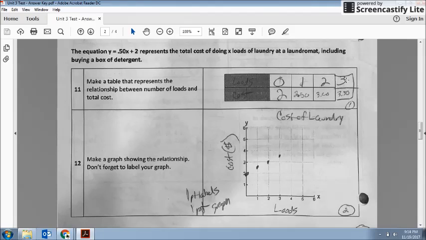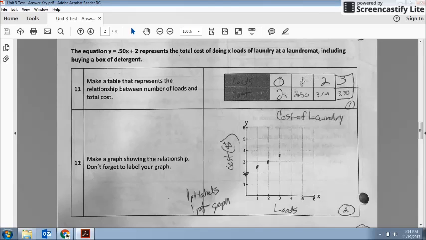You could have gone 0 through 3. If you go any more than 3, then let's see. Well, no, I guess you could have done more than 3. It would have still stayed on the graph. So anyway, I did 0 loads. I plugged 0 into the equation and I get 2. That means if I do 0 loads of laundry, that $2 represents the cost of the detergent.